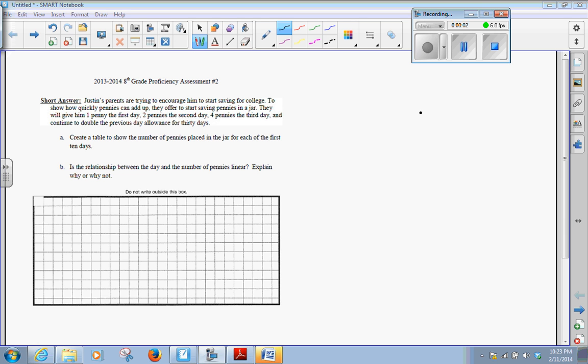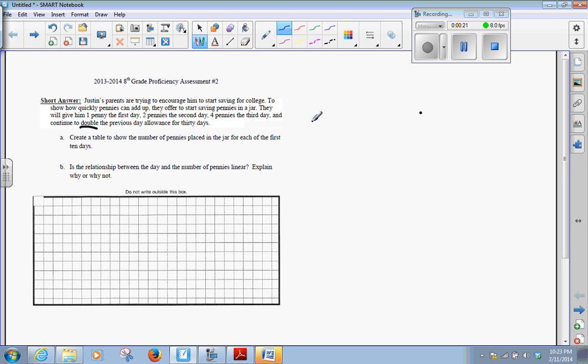And now for the short answer part of the proficiency. So it says Justin's parents are trying to encourage him to start saving for college. To show how quickly pennies can add up, they offer to start saving pennies in a jar. They'll give him 1 penny the first day, 2 the second day, 4 the third day, and continue to double the previous day allowance for 30 days.